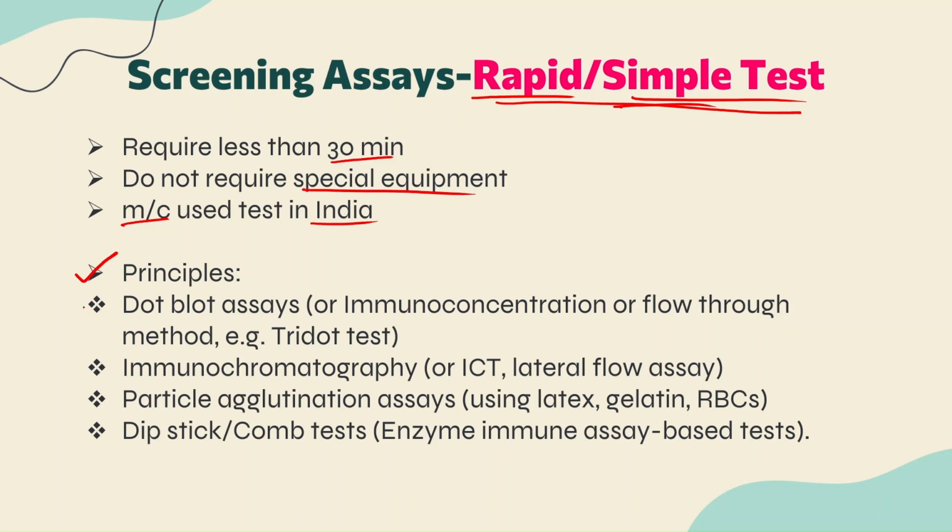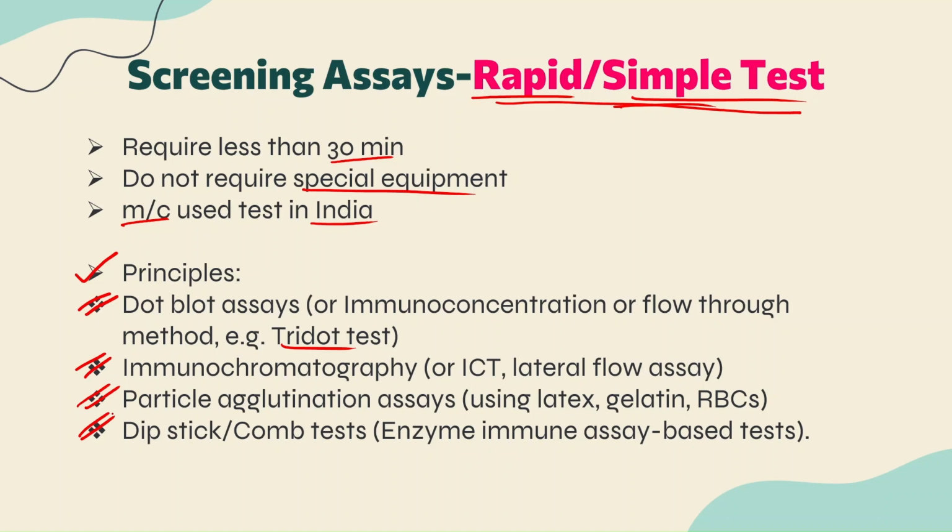Those include your dot blot assays, also called the immunoconcentration technique or flow through method, and one example is the Tri-Dot test over here. The next principle is immunochromatography or ICT, the lateral flow assay. Then we have particle agglutination assays using latex, gelatin, RBCs. And the last principle is your dipstick or comb tests, which are nothing but enzyme immunoassay based tests. So these are the various principles in which rapid or simple tests are available, guys.